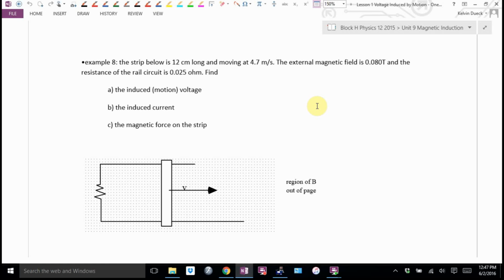A metal strip, we got a resistor, and we're going to pull this wire. It says the strip below that is moving is 12 centimeters long. Of course, I'm going to go 0.12 meters. I'll cross out the 12 centimeters. It's moving at 4.7 meters per second. The external magnetic field is 0.08 teslas. And the resistance of the rail circuit is 0.025 ohms. Find, okay, A, the induced emf. Induced emf is that.